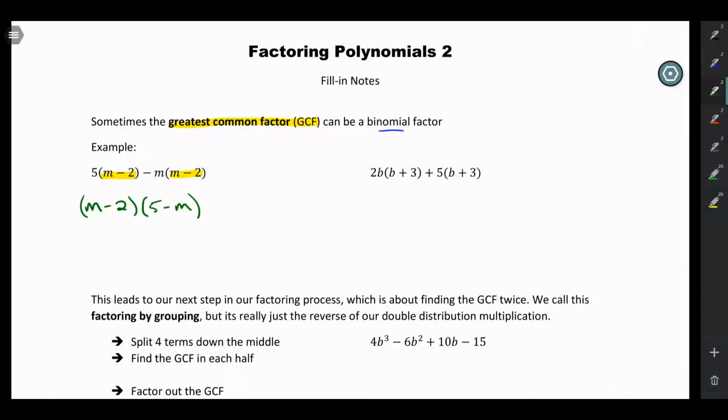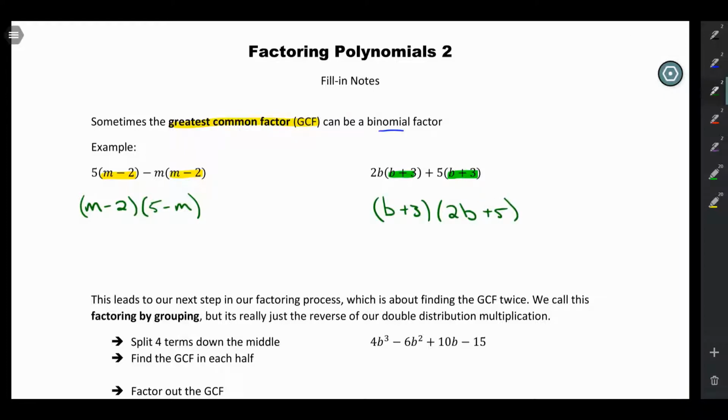So our new step this time is that this greatest common factor could be a binomial factor. Because factor just means that it's multiplying with the rest of it. So 2b is multiplying with b plus 3. 5 is multiplying with b plus 3. They both have b plus 3 in common. That is their greatest common factor. Then I write the leftover multiplying pieces, the 2b and the plus 5.